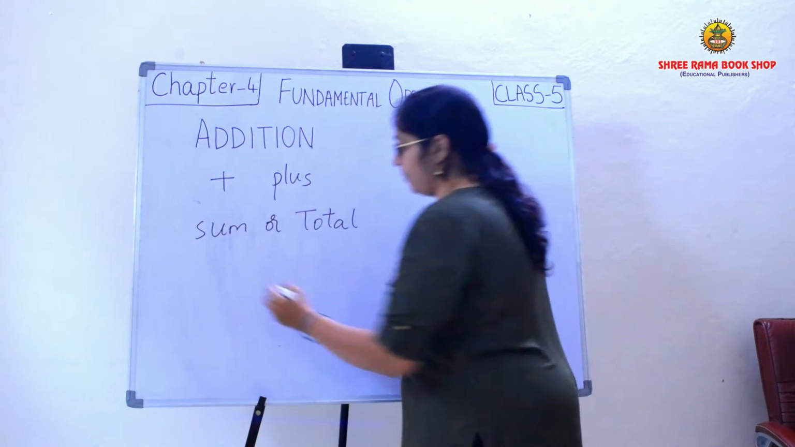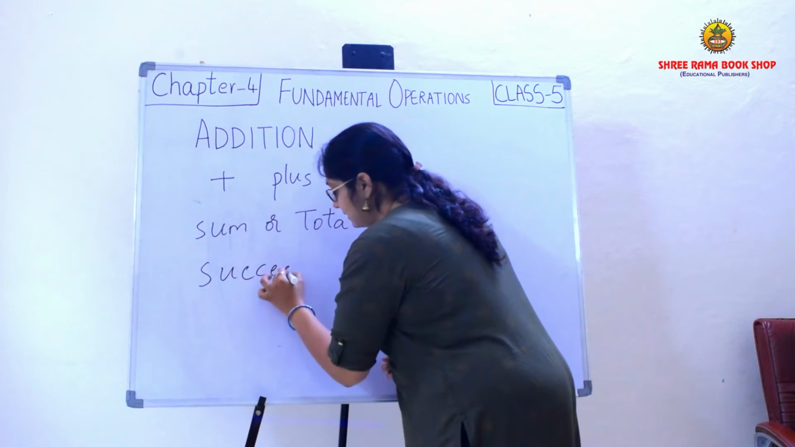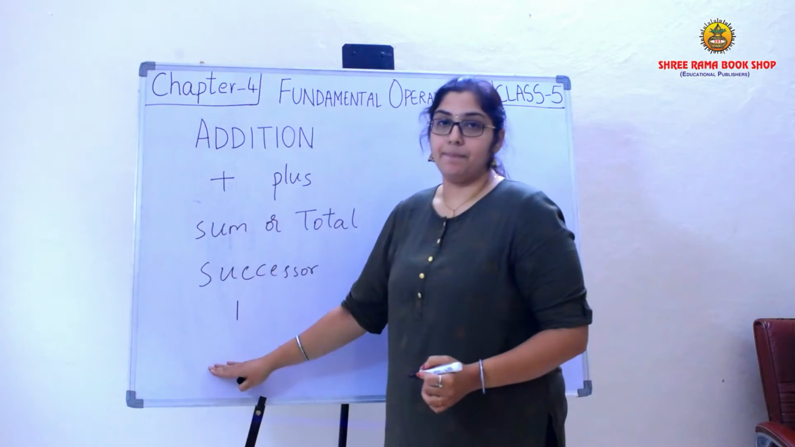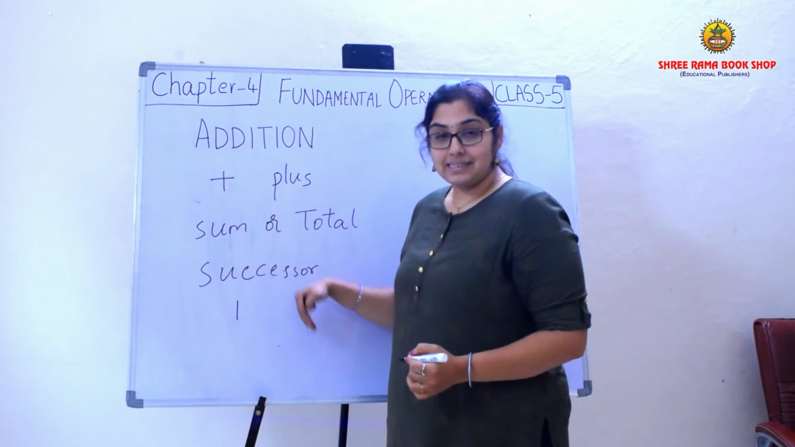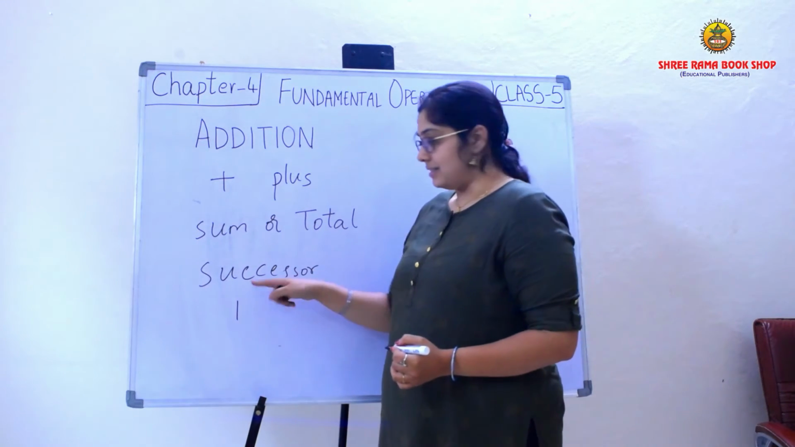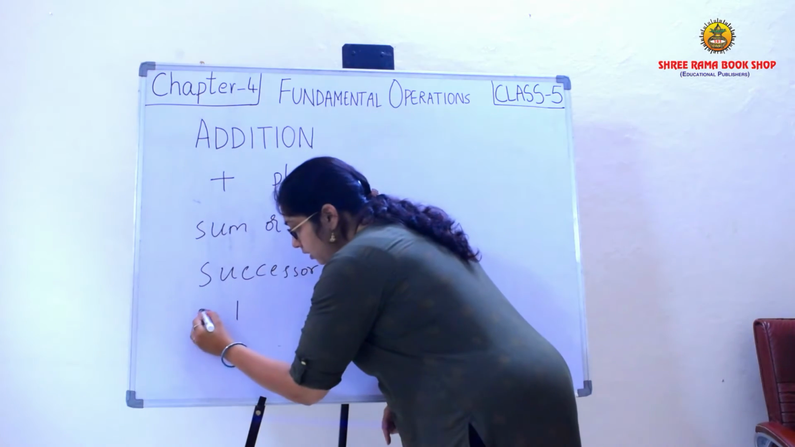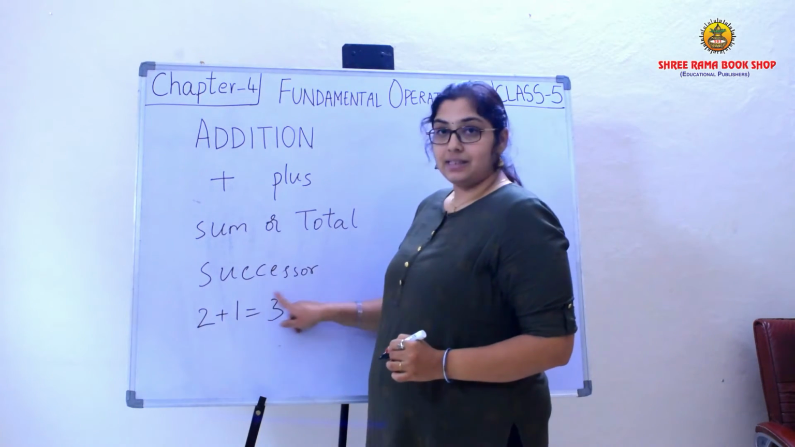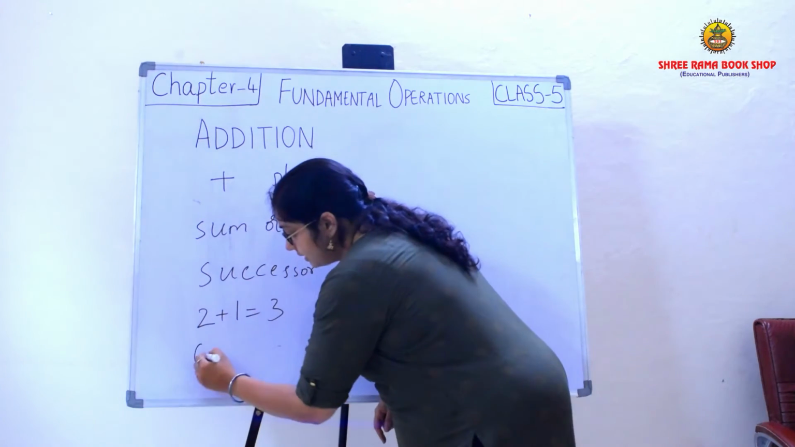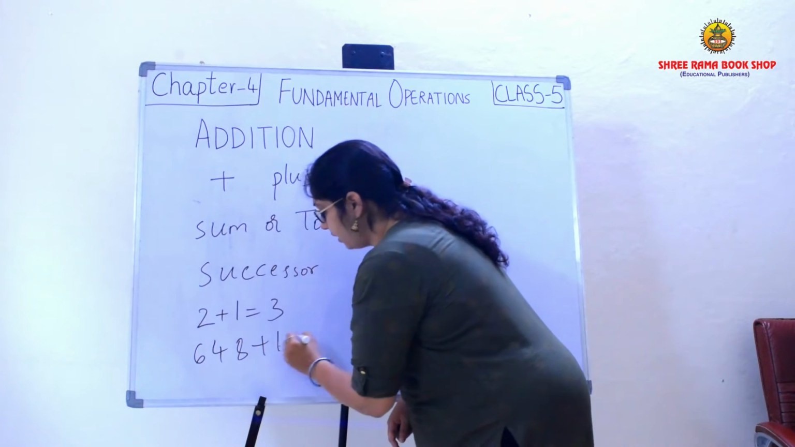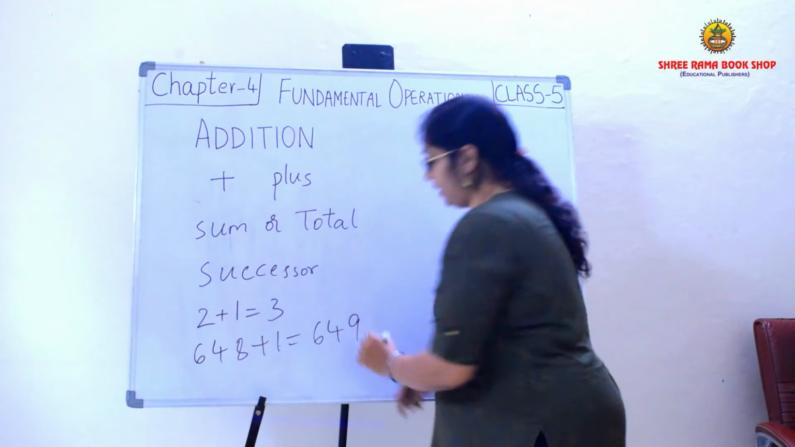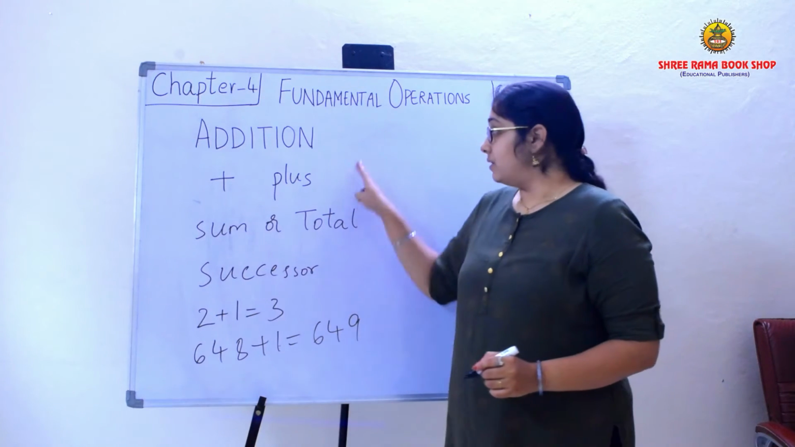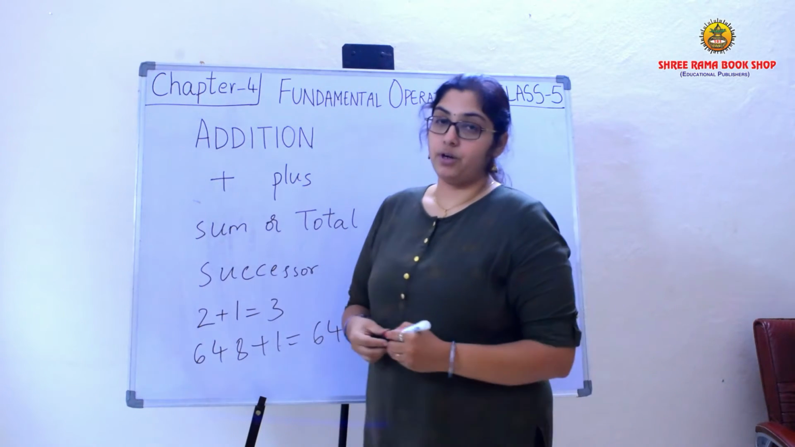And what is a successor? So when you add 1 to any number, the consecutive number, the successive number which we get as the answer is the successor. For example, 2 plus 1 is 3, right? Here 3 is nothing but the successor. 648 plus 1 is 649. So 649 is nothing but the successor. Now these are all the basic points to remember when you are doing addition.